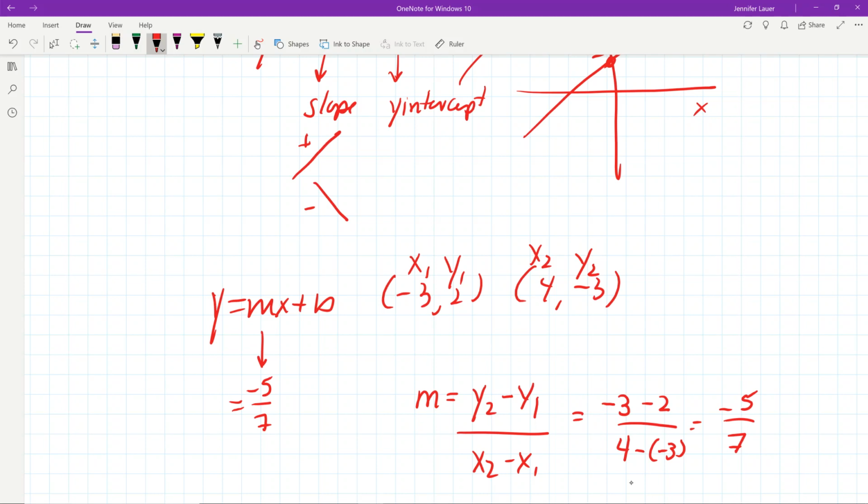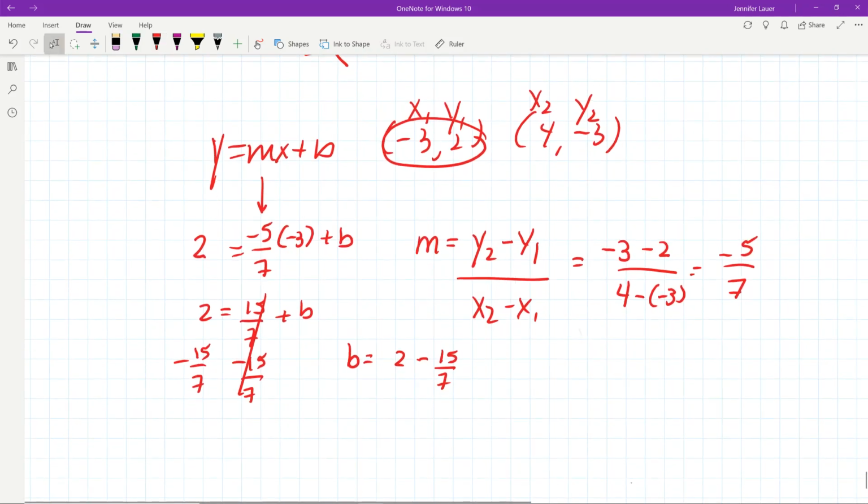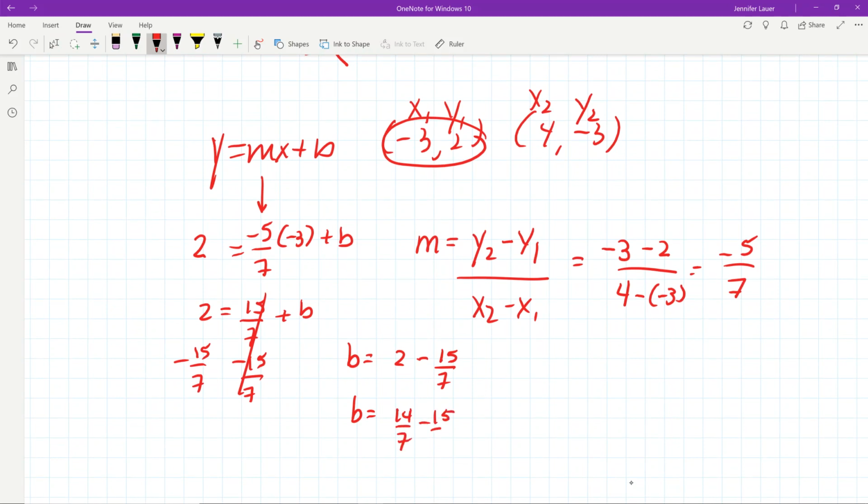Now in order to find our y-intercept, which is our b, I'm going to take one of the points. It doesn't matter which. I'm just going to take this first one, and I'm going to plug it in for y and for x. That way I can use algebra and solve for b. So this will be 15/7 plus b. I have to subtract 15/7 from both sides. So I get b is equal to 2 minus 15/7. I need a common denominator, so that's 14/7 minus 15/7. So b ends up being negative 1/7.